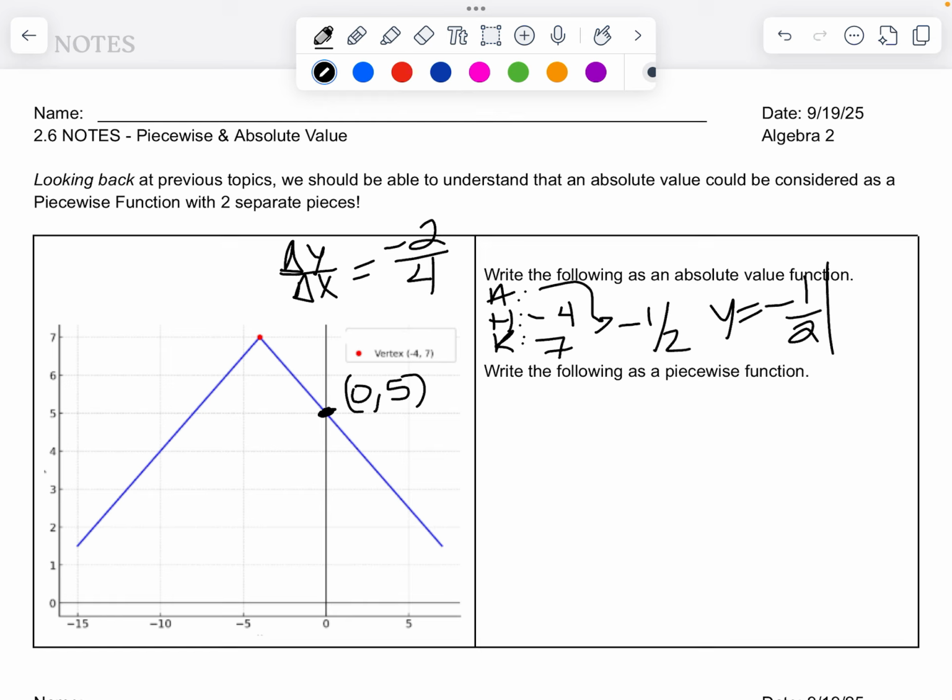Of course, that H is the tricky one. We see a -4 for the vertex. We want to go ahead and make sure that we have the inverse appearing there. And then I have a +7. So when asked to figure out the absolute value function for this particular graph, we would have y is equal to -1/2 times the absolute value of x plus 4, plus 7 as our answer.